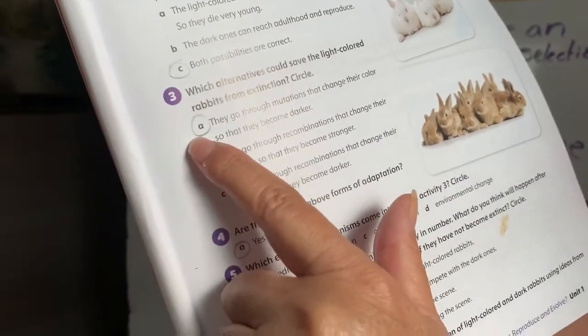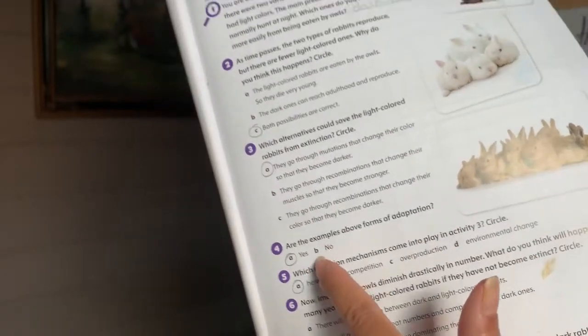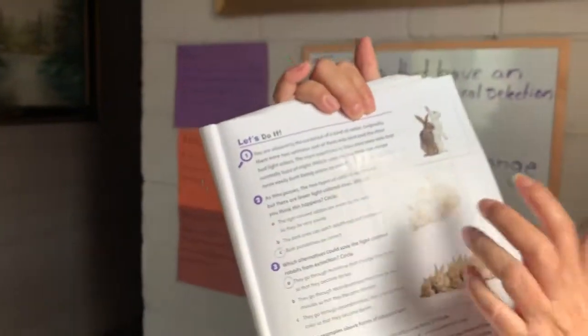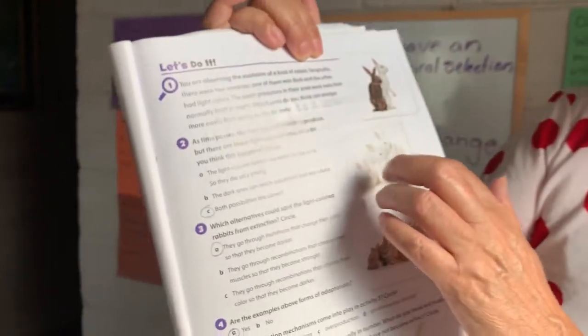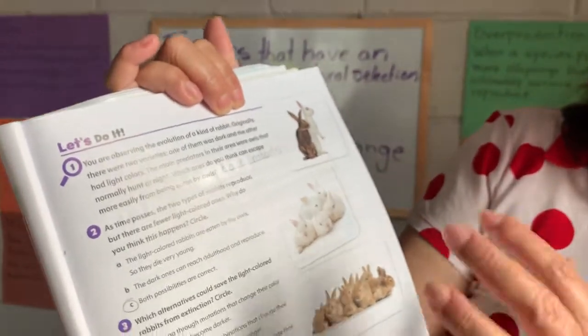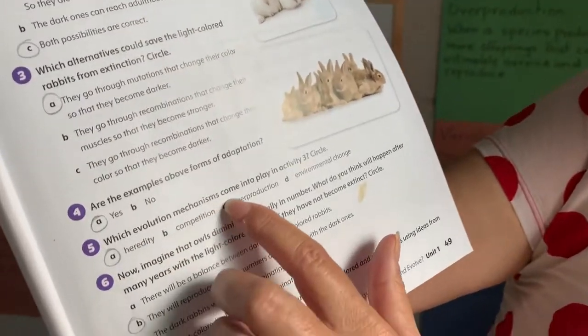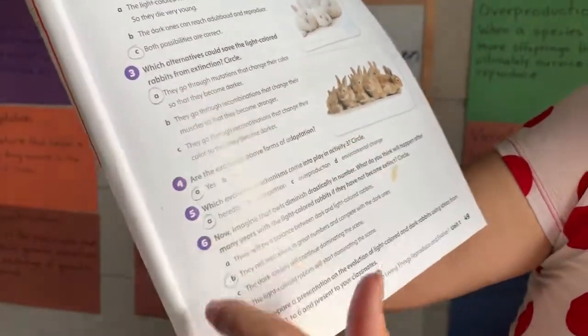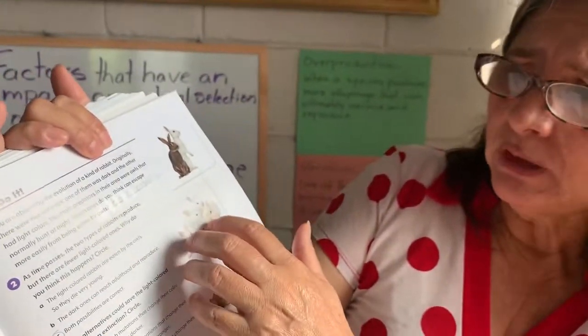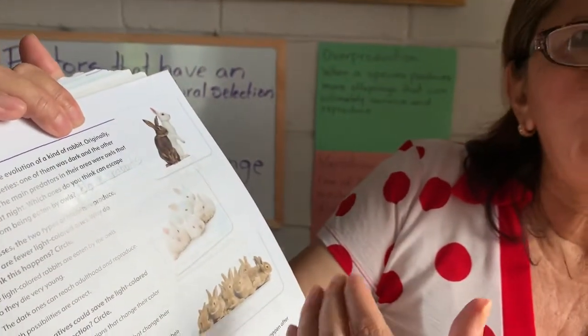Okay, exercise four. Are the examples about adaptation? Yes, okay. Because if this organism, in this case, the live rabbit, doesn't adapt to the environment, it is going to die. Okay, four, which evolution mechanism comes into play in activity three? Okay, it is heredity. I mean, the organisms transmit the favorable gene to their offspring.